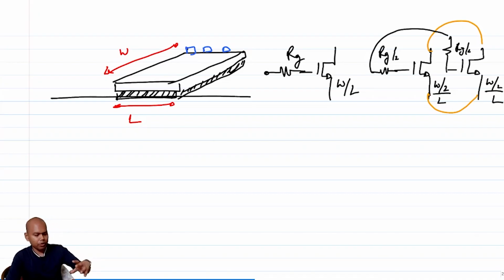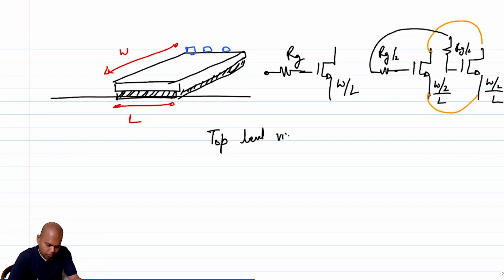Because the moment you reduce one W by a factor of 2, Rg goes up by a factor of 2, and you have two transistors in parallel, so our Rg goes down by a factor of 4. So by doing this, you will be able to reduce the value of Rg. Okay. So now the top level view of this transistor, right? So now if I sketch the top level view, looking from the top, it should look like this.